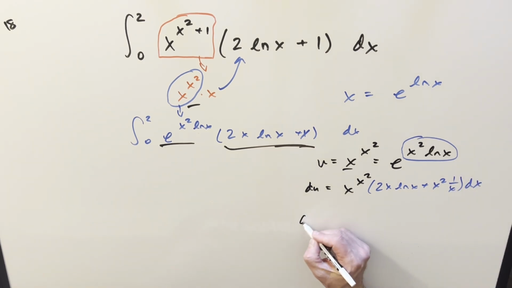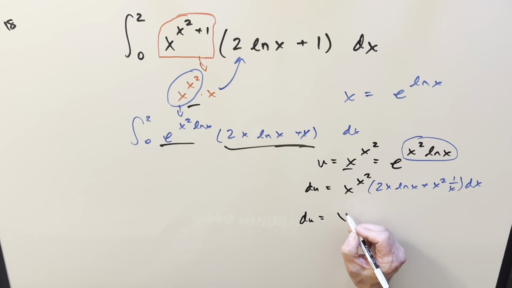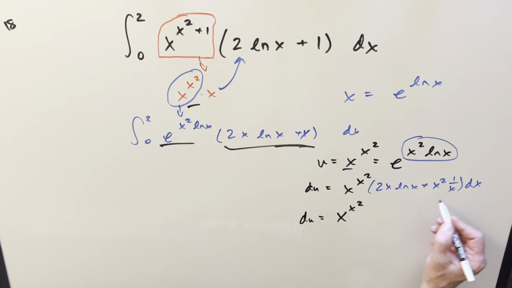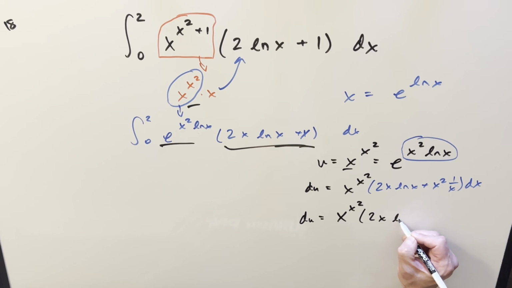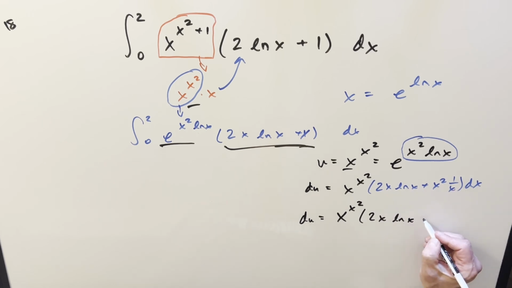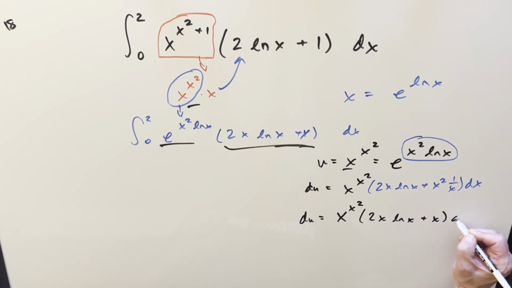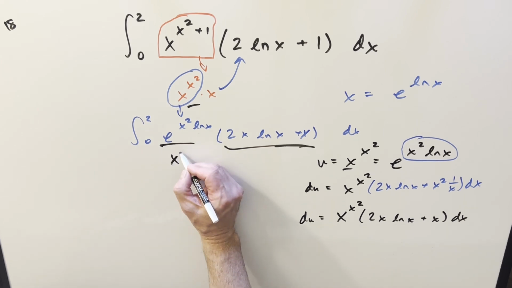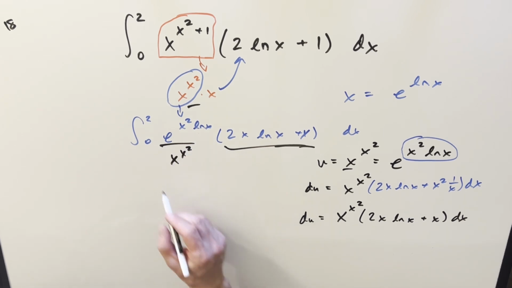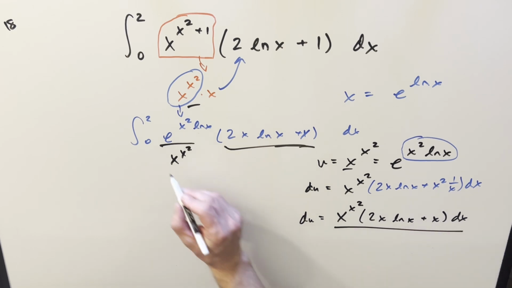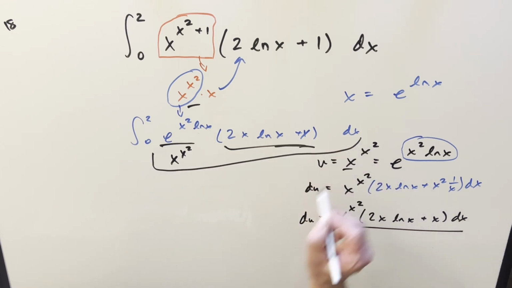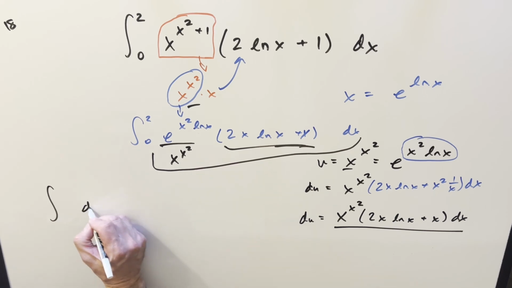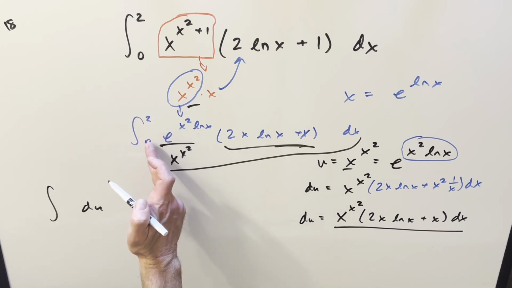But then I can just clean this up a little bit. We have du equal to x to the x squared, and I just want to clean this part up. So we're going to have 2x ln x, and canceling x with x, this just becomes x dx. The thing to notice is that if we remember this is the same thing as x to the x squared, then what we have for du is actually the whole integral, including the dx. So when I do the substitution, everything becomes just du.